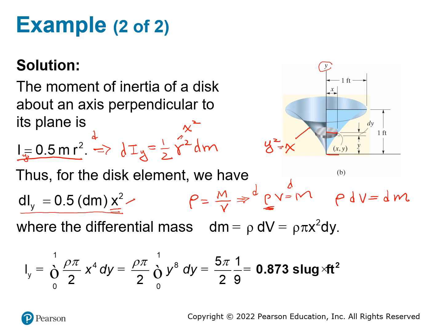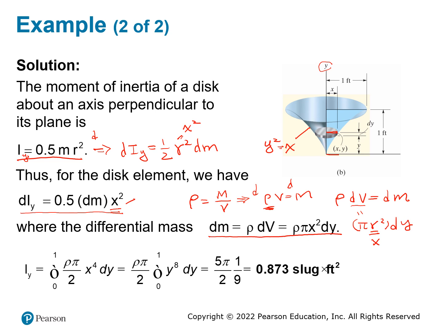Now, what is the volume of the small disk? The small disk volume is going to be the area of the disk times the thickness. So this part is going to be equal to pi r squared, which is the circular area, times the dy, and that is our dV. And this r is actually the x, right? Again, this is the distance, which is the r, and that is actually equal to x. So we can rewrite the dm as rho pi x squared dy.